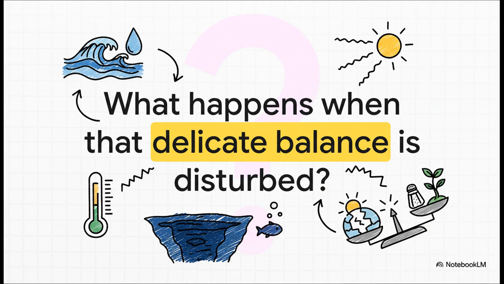So this entire intricate map of life that we've just sketched out, from the sunlit surface to the dark abyss, from freshwater streams to the deep ocean, it's all defined by a delicate balance of salt and light and temperature. And that leaves us with one final and really critical question. What happens when that balance is disturbed?